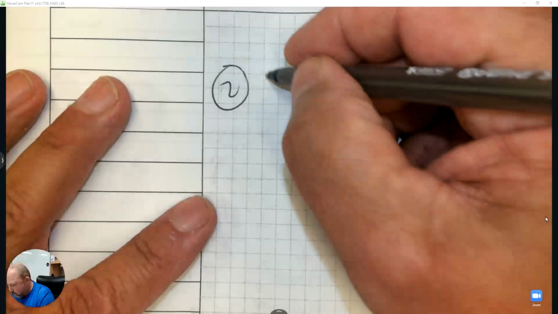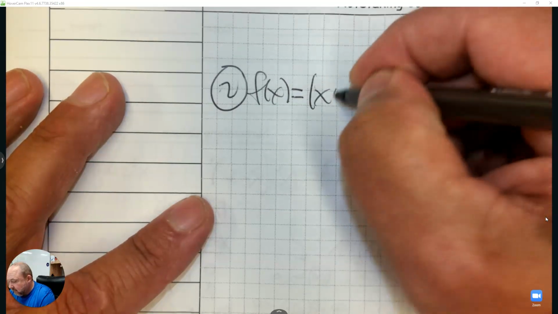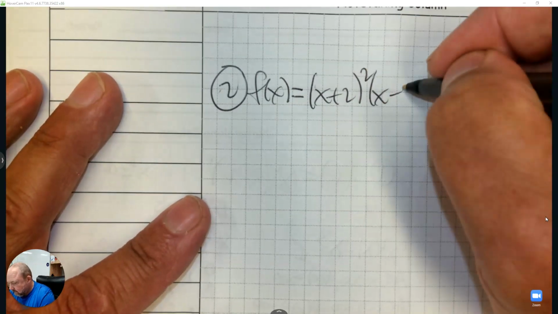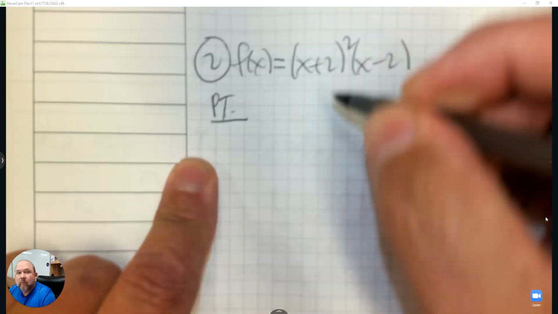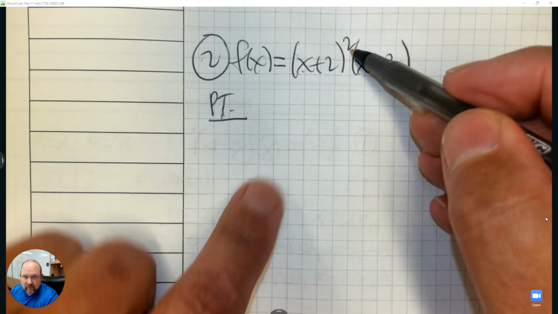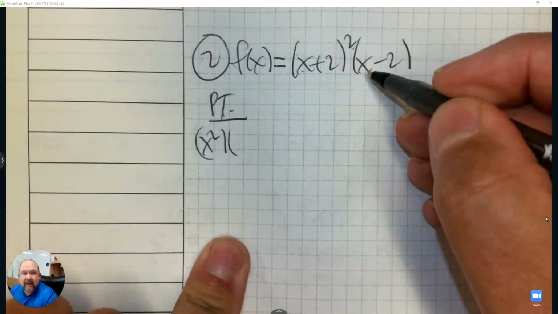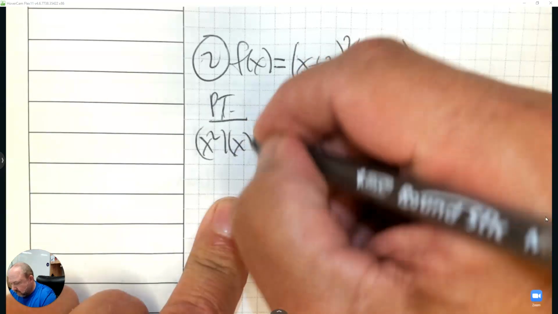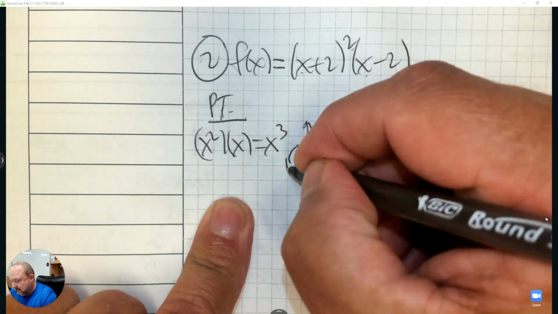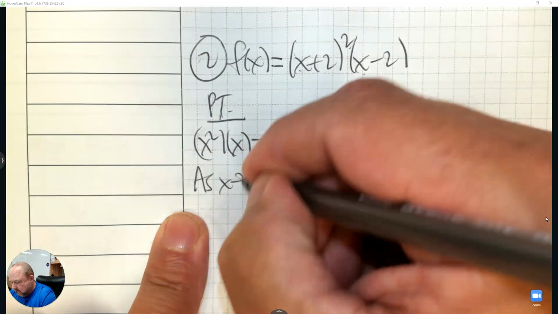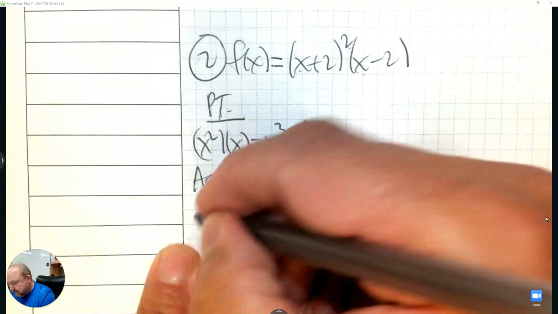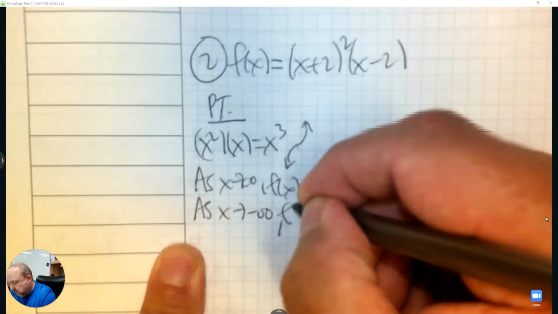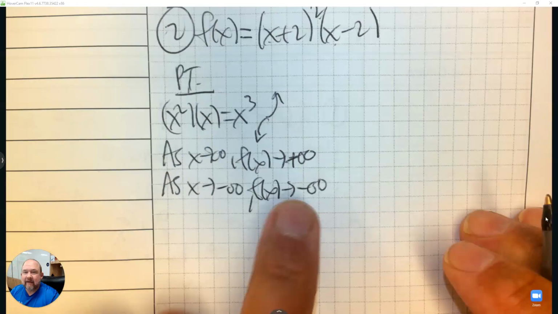All right, number 2. Again, you can use the graph paper at the back of your book. So let's break this down. Power term. So the power term of the first factor would be x squared. And of the second factor would just be x. So if I multiply that together, it's x cubed again, which means the right end goes up and the left end goes down. Oh, that goes to positive infinity. That goes to negative infinity.